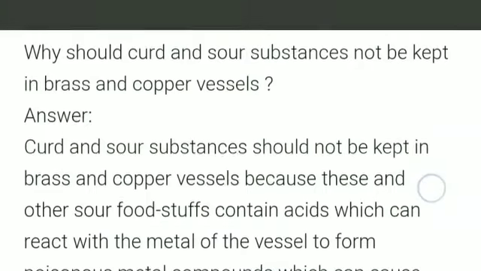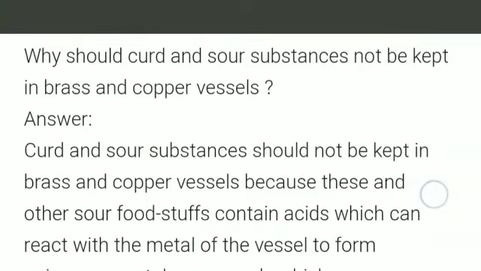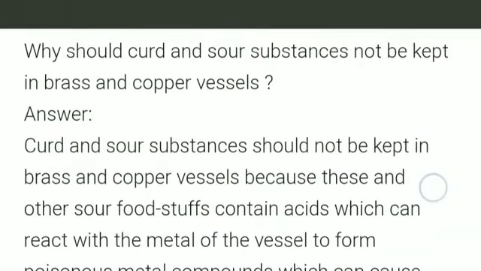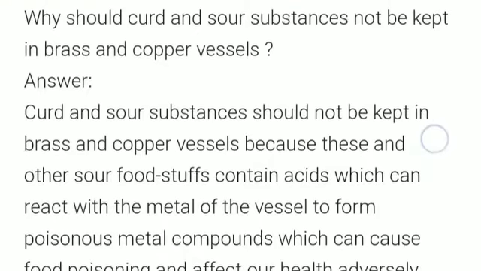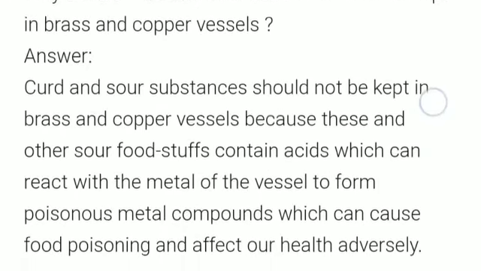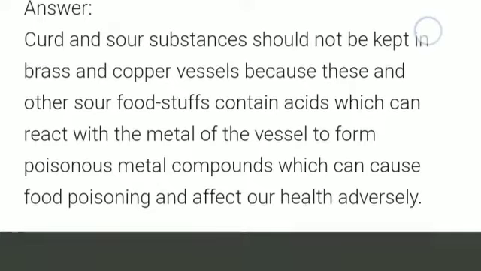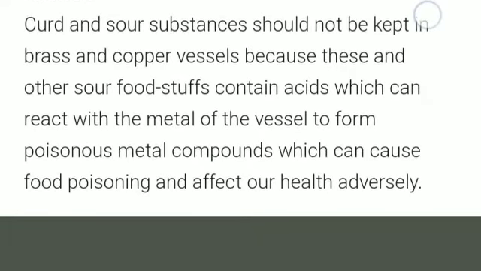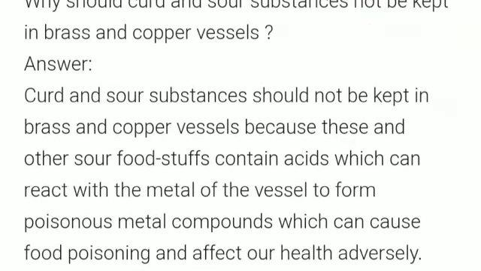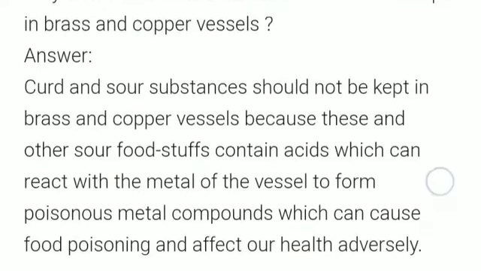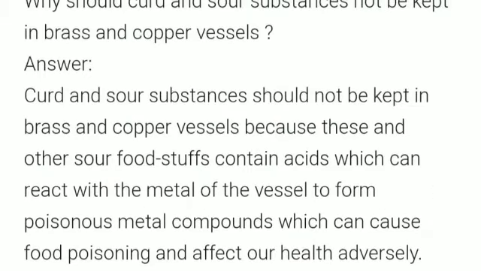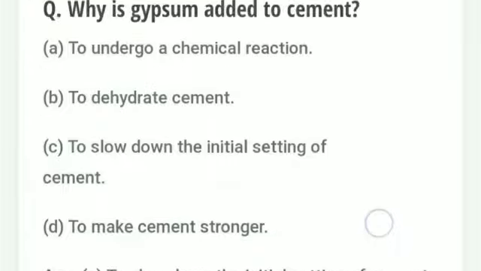Why should curd and sour substances not be kept in brass and copper vessels? Because curd contains acids, and when curd is stored in any metal container, it may react with it and form some toxic substance which is not good for our health and causes food poisoning. Curd and sour substances should not be kept in brass and copper vessels because they may cause food poisoning.